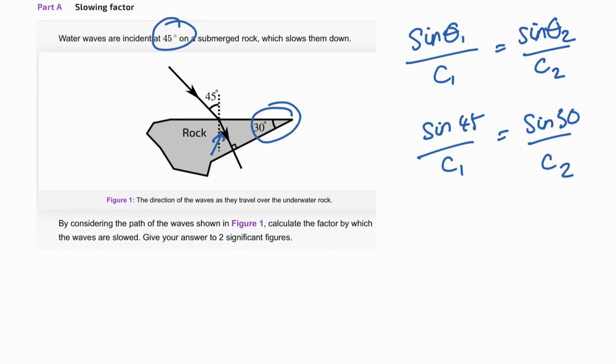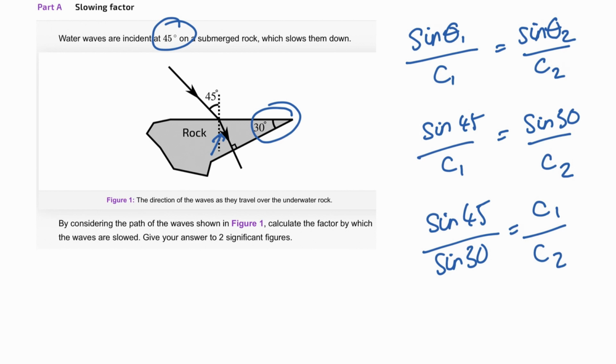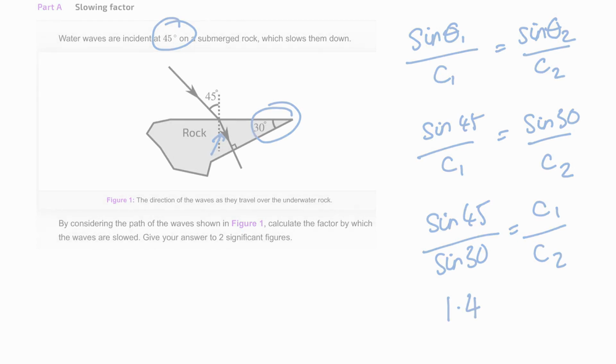If I rearrange those, that will give me sine 45 divided by sine of 30, which would give me my ratio of C1 over C2. And the answer it asks for is to give your answer as a factor, so that would be fine. When I work out my answer in my calculator, it will give me an answer of 1.4.